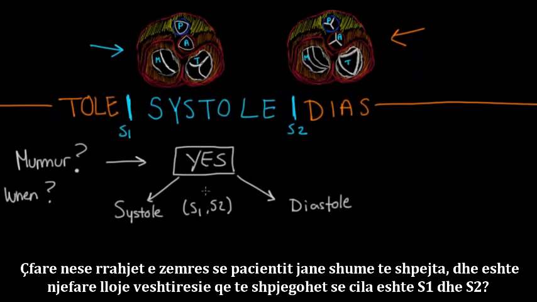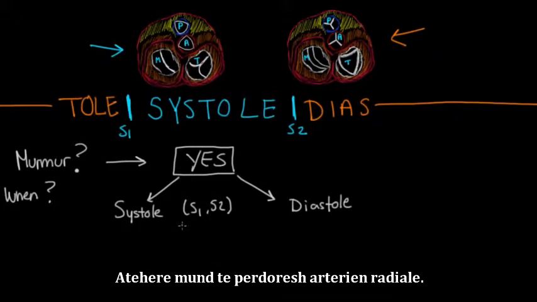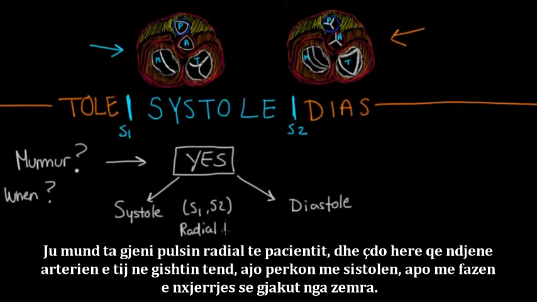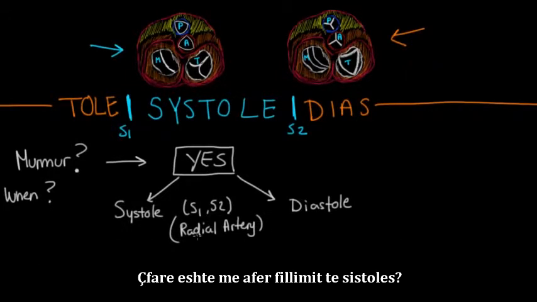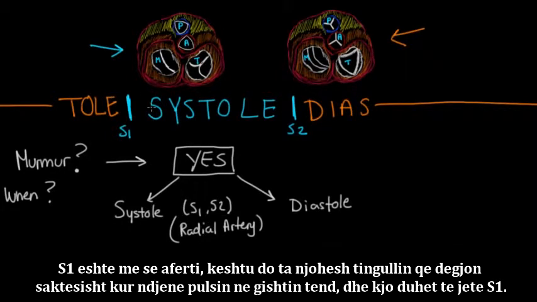Well, what if the patient's heartbeat is really fast and it's hard to tell which one is S1 and S2? Then you can use something like the radial artery. You can take a radial pulse on the patient, and every time you feel their artery tapping up against your finger, that corresponds to systole, or the ejection phase of the heart. And so what's closest to that beginning of systole? Well, S1 is closest. And so you'll know that the sound that you hear right when you feel the pulse tap your finger should be S1.